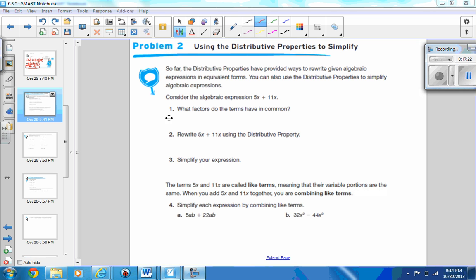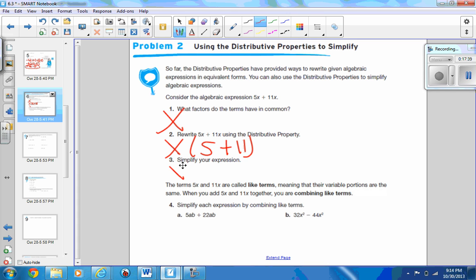Well, hopefully you said x. All right, so let's rewrite it, factoring out that x. If you take out x, you now have left 5 plus 11. All right, so how could we simplify that? Well, you still have your x, and 5 plus 11, we know that's 16. Now, we always write the coefficient in front, so let's just switch those around, and now it's simplified.